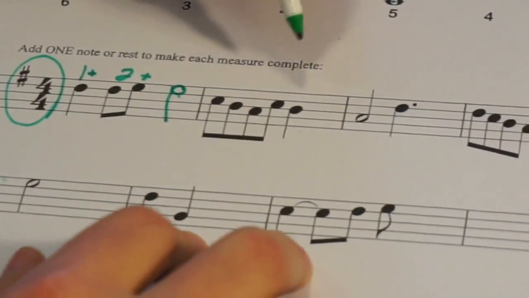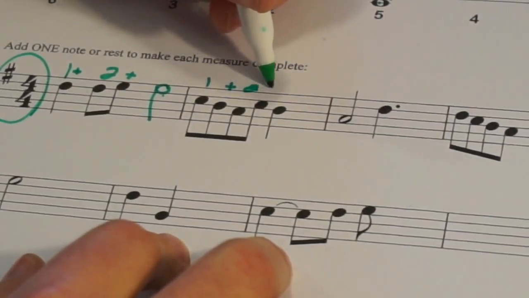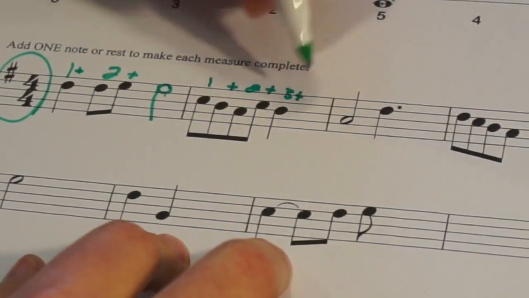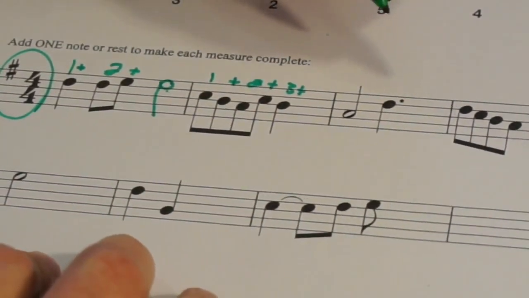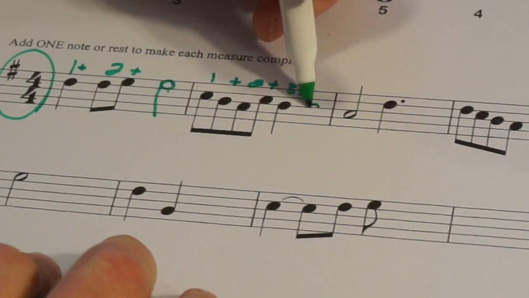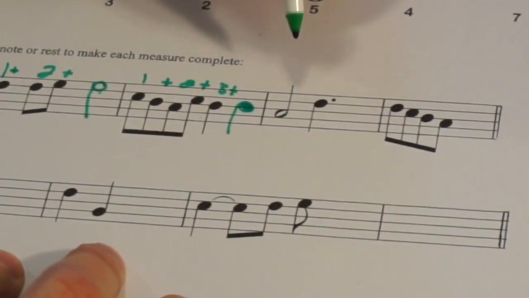Let's look at the next measure. 1 and 2 and 3 and. So I need 4 and. I need one whole beat. Okay, so I'm going to add probably just another quarter note. That's easy enough. Okay, looking at this one.